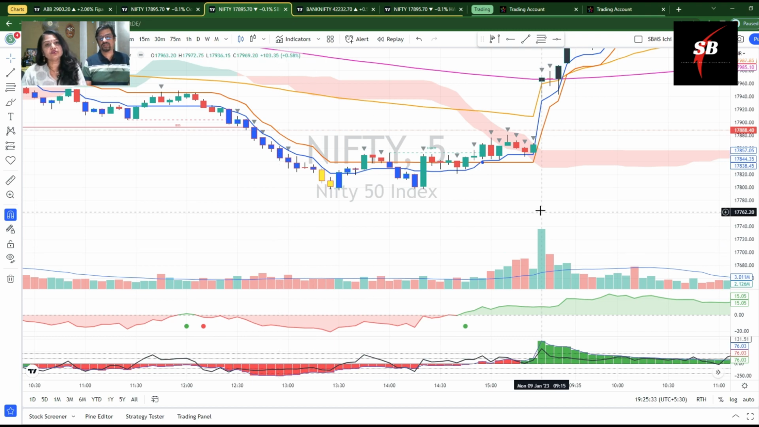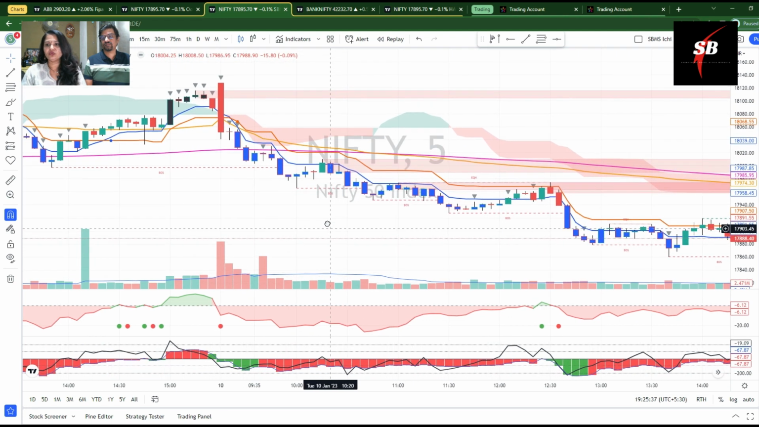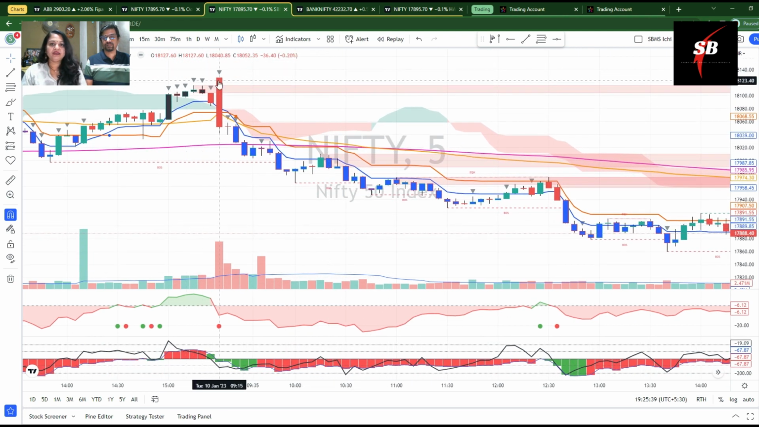Now how to use the indicator, let me explain with one example over here. Here the candle opened, made a high, and came down below all our parameters. It is below the cloud also. This is the Ichimoku cloud. It is below the cloud also.